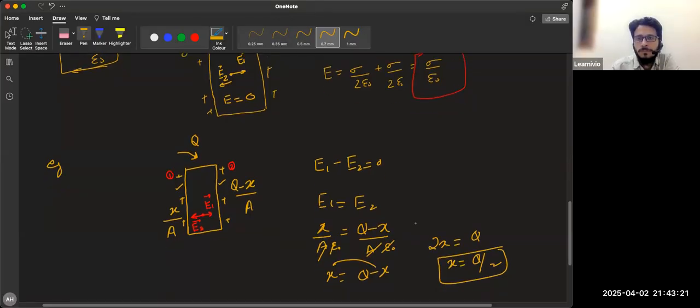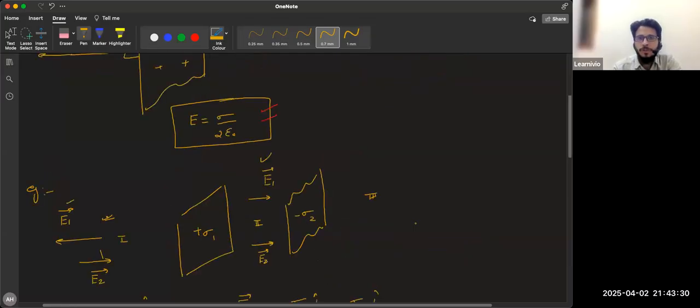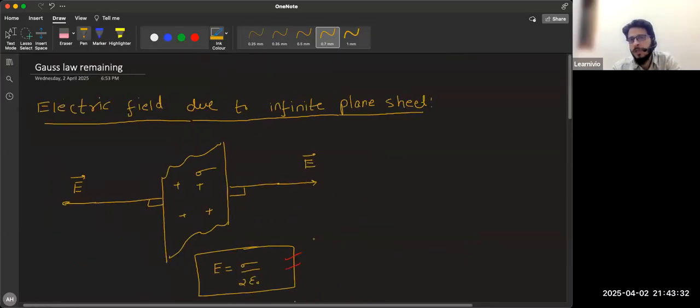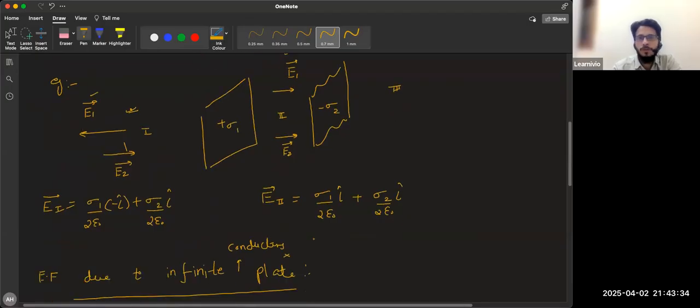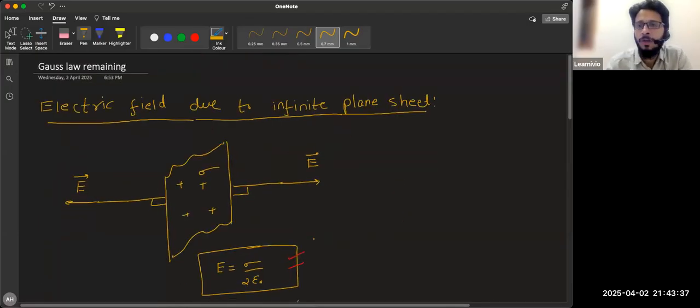Yes, sir. So just keep this in mind: sheet and plate are two different things. Whenever you have a plate, it's a conducting plate. A non-conducting plate is a very different system. So the difference is, for a sheet the field is sigma by 2 epsilon naught, but for a plate it's sigma by epsilon naught. Just note it down fast, then we'll do one more numerical on plate.